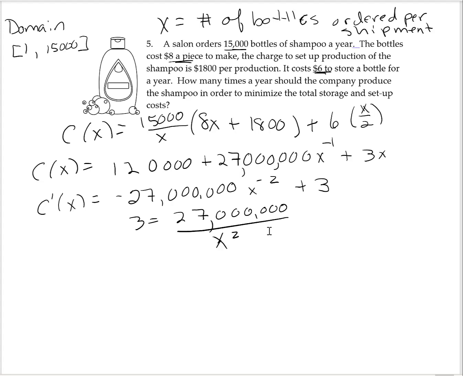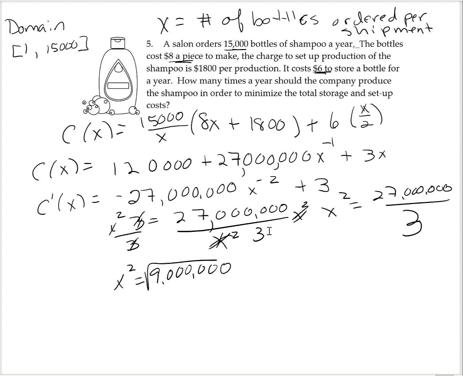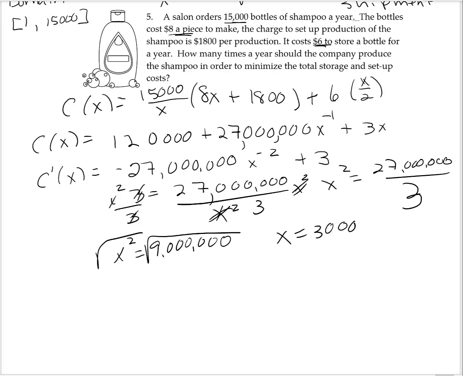We're going to bring the x squared over. We're going to divide by 3. So the x squared came over here, and then divide by 3. So you can see that here. So we end up with x squared equals 9 million. Take the square root, take the square root. Okay, that says x is 3,000. We looked at 3,000 is in our domain. That was 1 to 15,000. So we're going to find C of 1, C of 3,000, and C of 15,000.